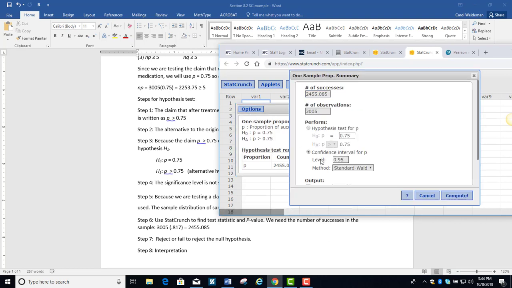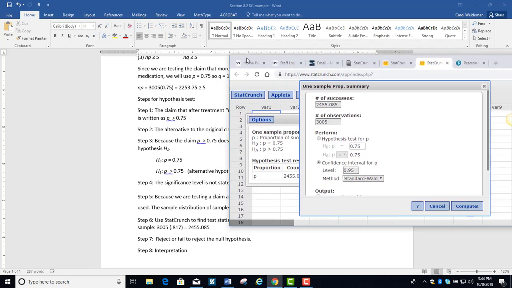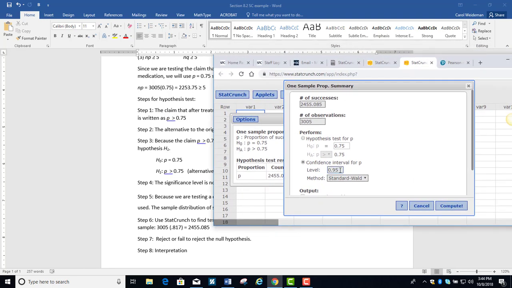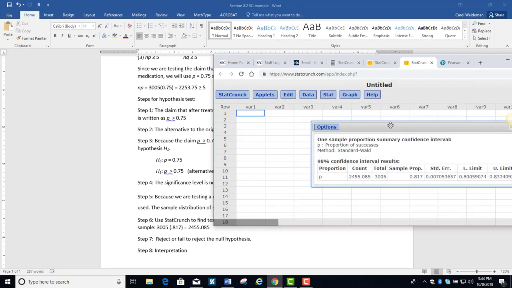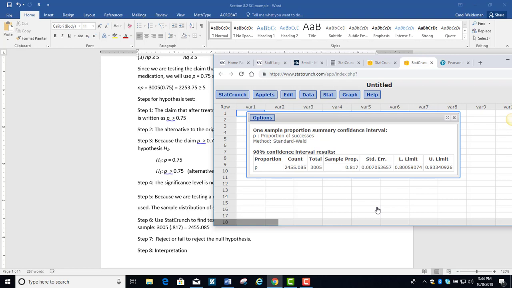We were testing at 0.01, so I'm going to do a 98% confidence interval. And so I'm 98% confident that the true proportion of adults using at least one prescription medication goes from 80.1% up to 83.3%. And we notice that this confidence interval does not include 75%, which agrees with our decision to reject the null hypothesis.